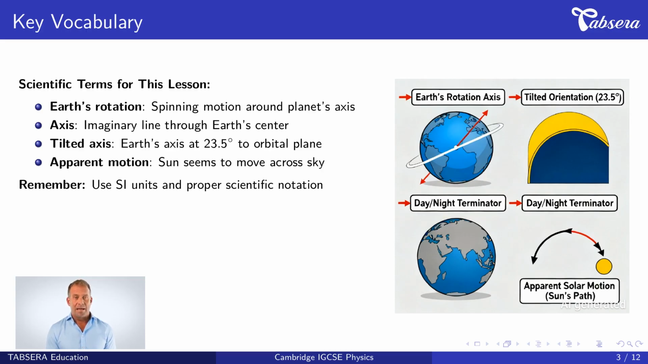Third, tilted axis, which means Earth's rotational axis is inclined at 23.5 degrees to its orbital plane around the Sun. This tilt causes seasons. Fourth, apparent motion, which means the Sun seems to move across our sky, but actually Earth is rotating. Understanding these terms precisely is crucial for this lesson.